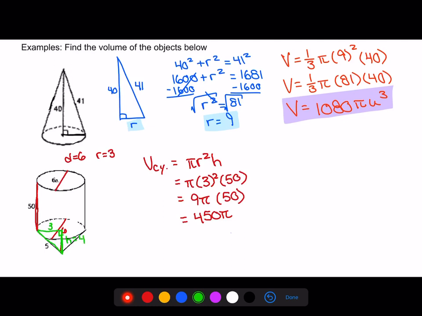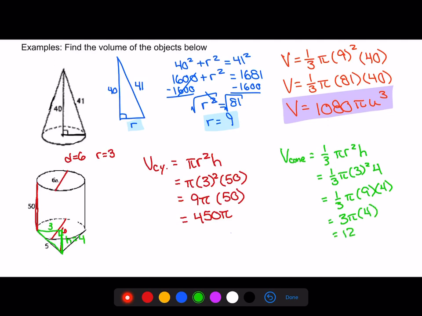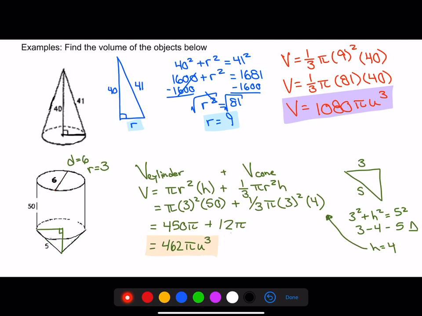And then we can go ahead and use our formula. Volume of a cone is equal to 1/3 pi r squared times height. This will give us 1/3 pi times our radius. It hasn't changed. It's still 3 squared times our height of the cone, which is 4. This will give us 1/3 pi times 9 times 4. Well, a third of 9 is just 3 pi times 4, which is equal to 12 pi. From here, for our total volume, we just add these together. 450 pi plus 12 pi will give us 462 pi units cubed.